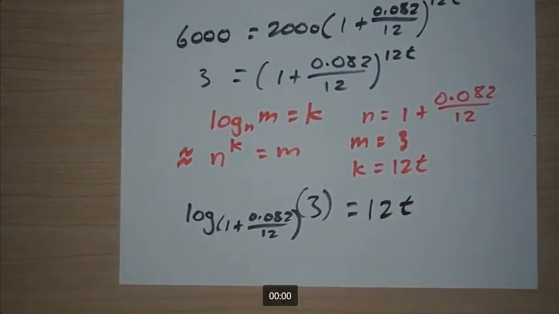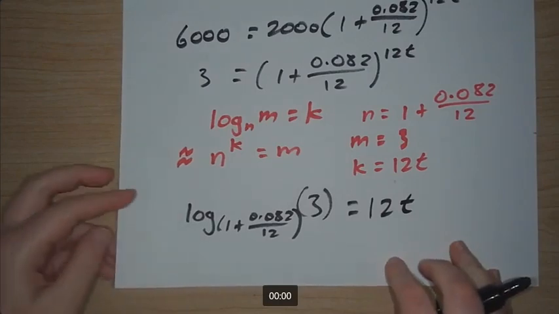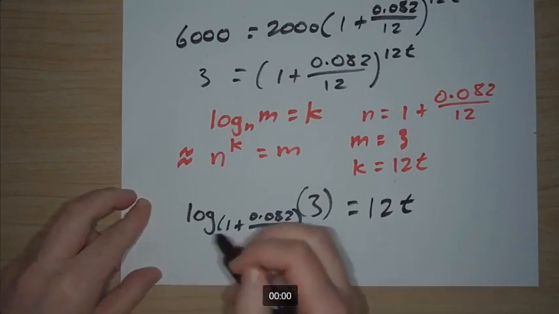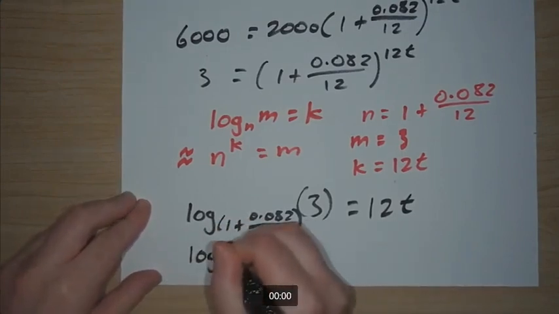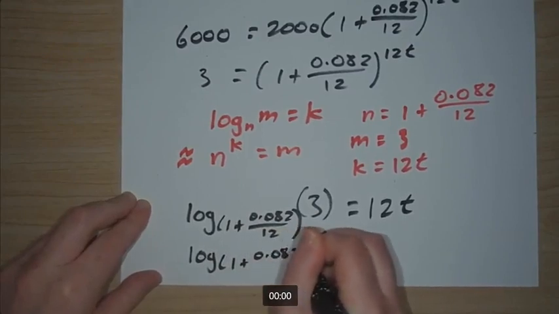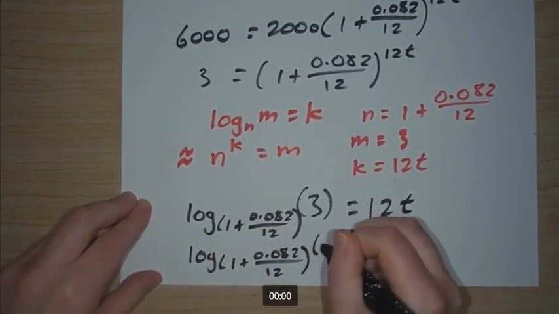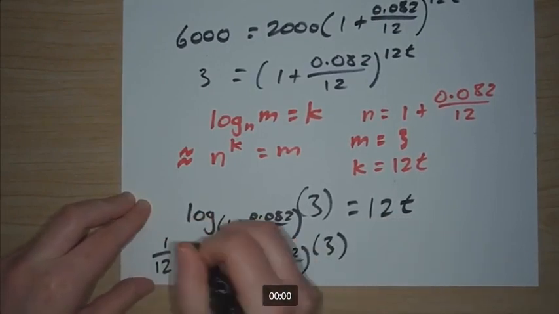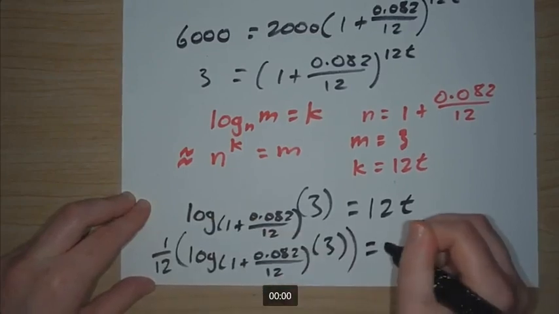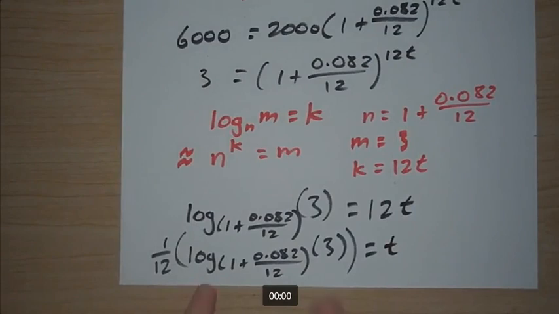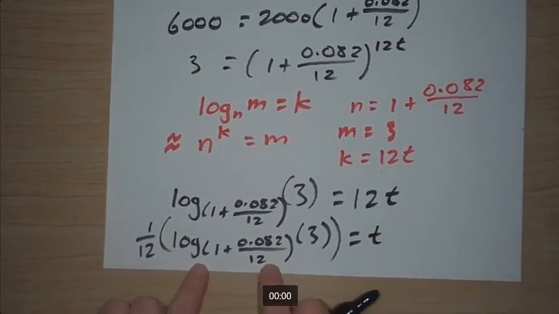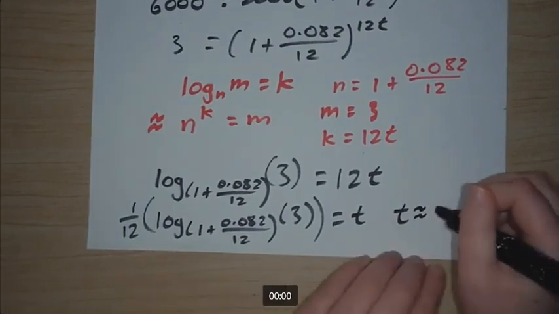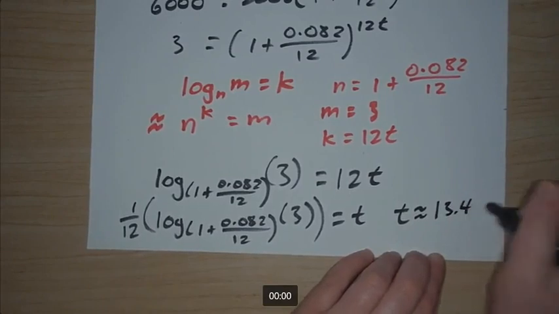So now that we have it in this format, all we need to do to solve for t is to divide each side by 12. So we have a log of 1 plus 0.082 over 12 of value 3. And this is all divided by 12, so I'll just write 1 over 12 multiplied by it is equal to t. And once we plug this into our calculator, we get t is about 13.4 years.